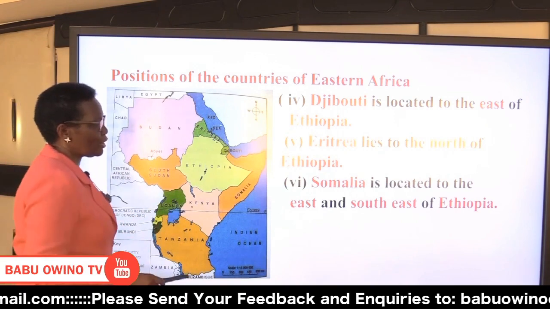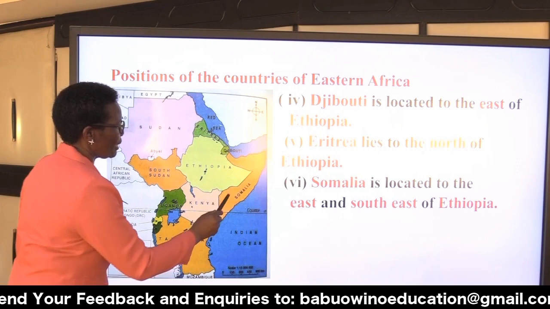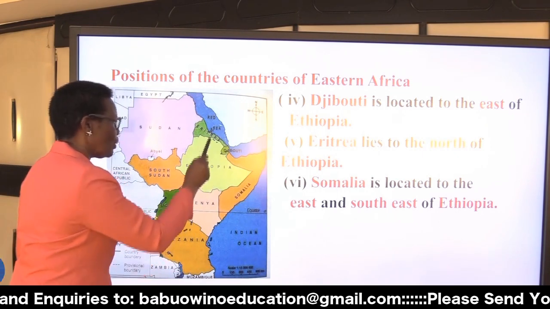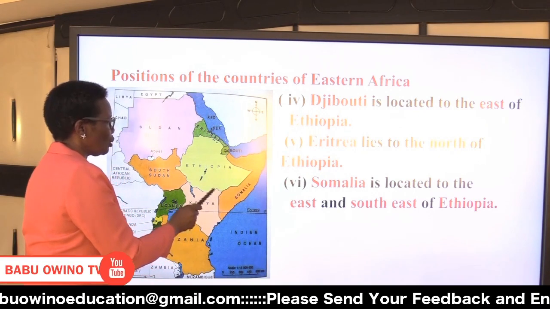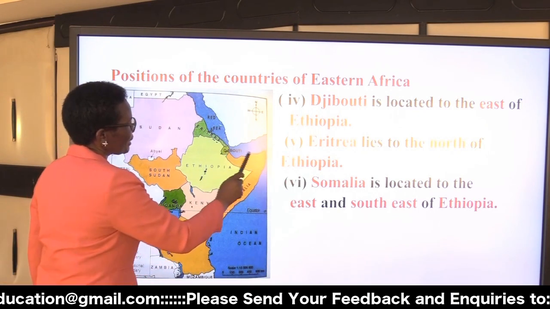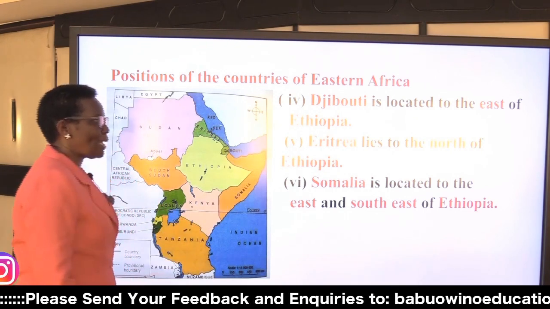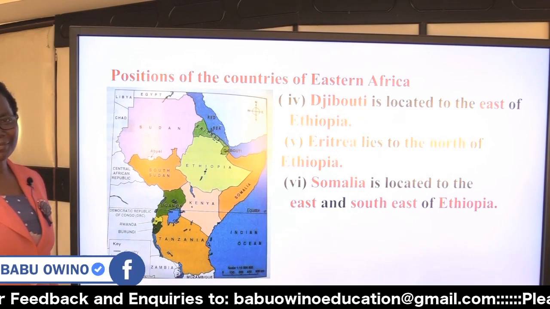Somalia is located to the east and southeast of Ethiopia. This is now Somalia. This is the country. This is Ethiopia. When we put the compass here, you find that you are moving to the east. East is here. Then you are going to the southeast. So we say Somalia is located to the east and southeast of Ethiopia.